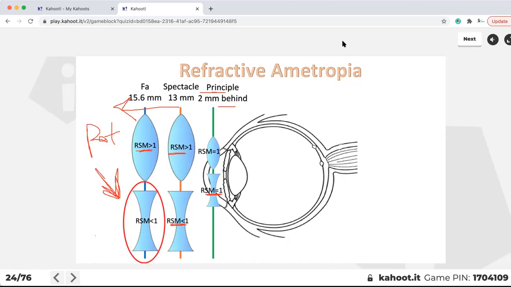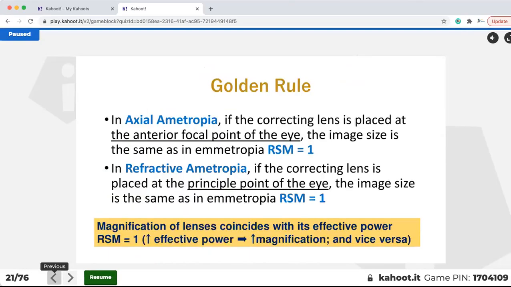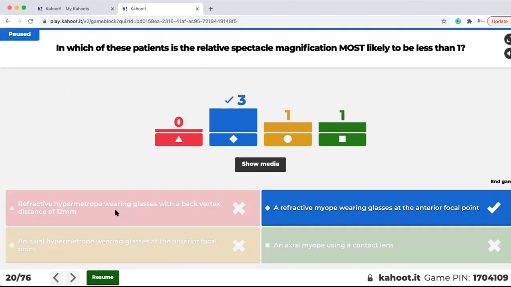So let me show you the question again, so that you now get the answer. Refractive hypermetropia wearing glasses with a back vertex distance of 20 millimeters will have higher magnification because he has hypermetropia. This is like phakic glasses, and will have about 1.3 magnification. Refractive myopia wearing the glasses at the anterior focal point, as we mentioned, since it is away from the eye, you count from the principal plane, and it is away at the anterior focal point, so it will undergo more minification, and the relative spectacle magnification will be less than 1.